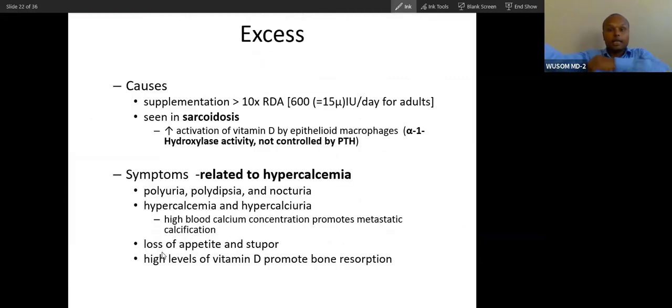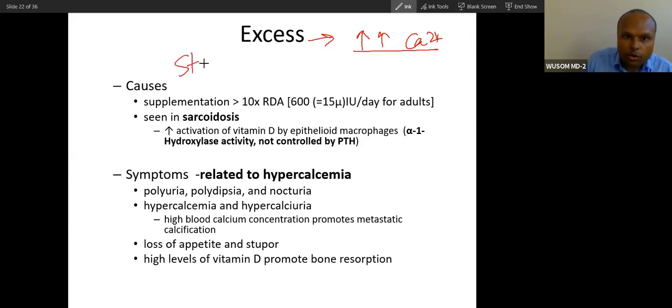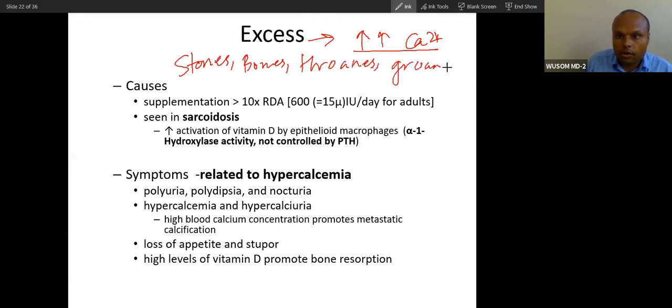Now excess will lead to high calcium. Excess will cause high calcium. And for high calcium, I'll give you a very nice rhyme. High calcium will lead to stones, bones, thrones, groans, psychiatric overtones. This is the presentation of high calcium.